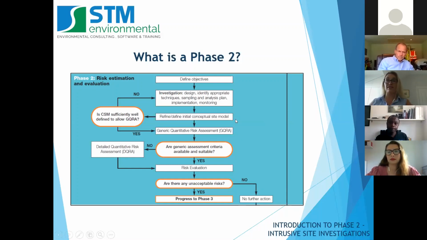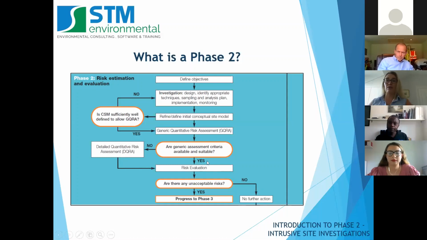this is suitable. And once the investigation has been undertaken, see if there are generic assessment criteria available. So I'll summarise this, but I'll go into this a bit later. The GAC is a value of a specific contaminant, which lets you know if the identified levels of the contaminant are suitable and acceptable for the proposed end use of the site. If no GACs are available, then a detailed quantitative risk assessment is necessary. I'm not really going to get into this, unfortunately there's no time for that today.